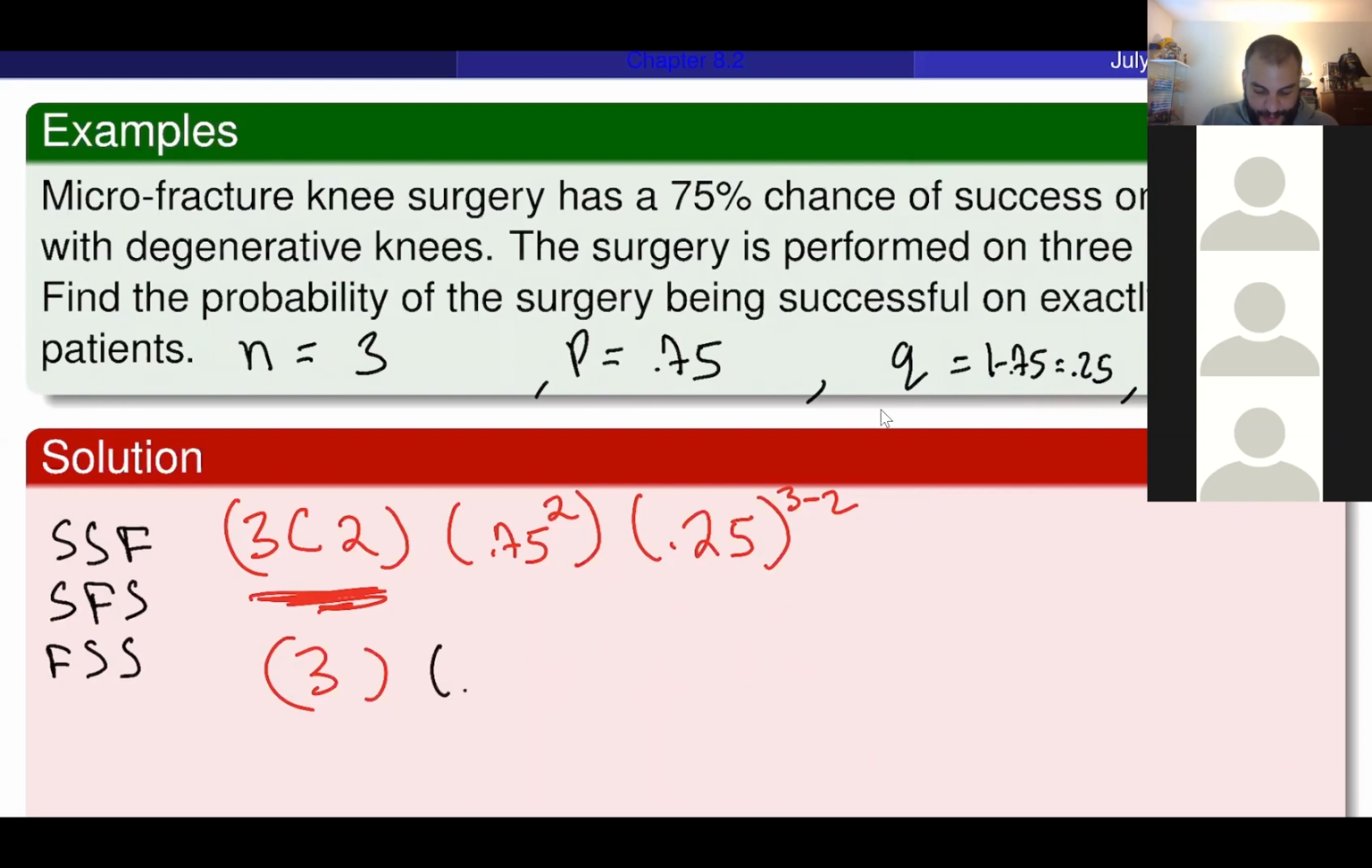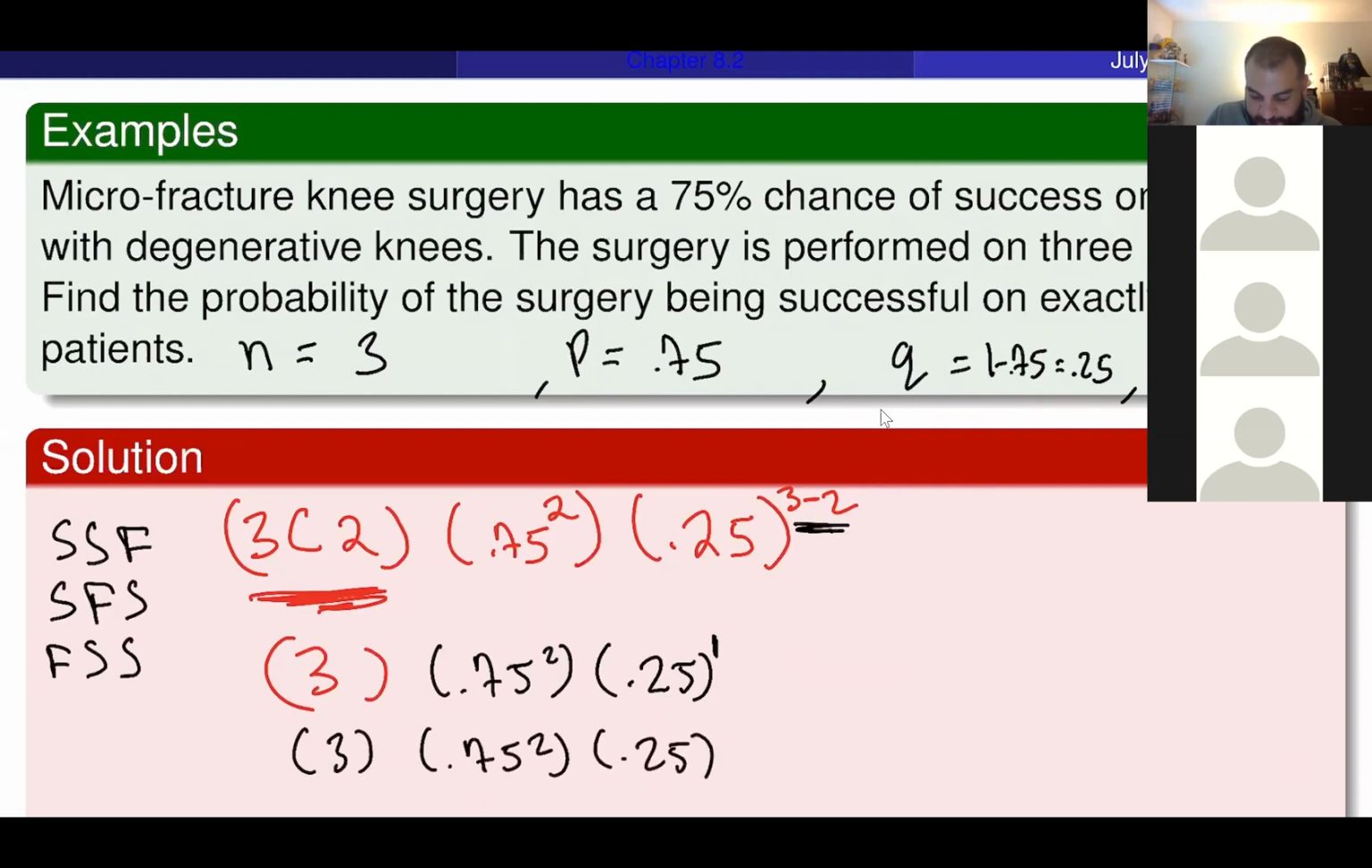All right, so then you still have 0.75 to the second power, and then you have 0.25. If you look at 3 minus 2, 3 minus 2 is 1. So far I had 3 multiplied by 0.75 to the second power multiplied by 0.25 to the 1 power. But if you have 0.25 to the 1 power, you can just rewrite that as 3 times 0.75 to the second power times 0.25. So you can drop that 1.